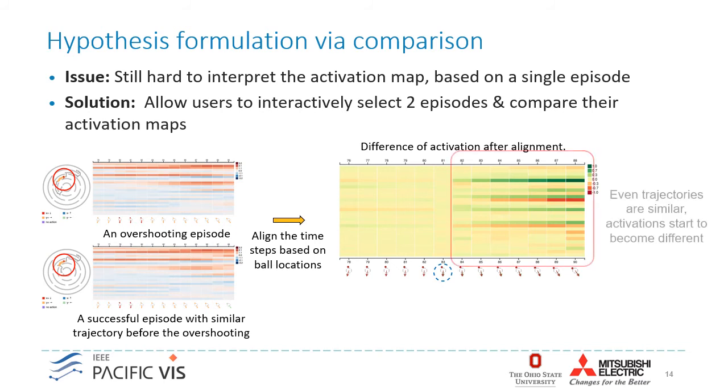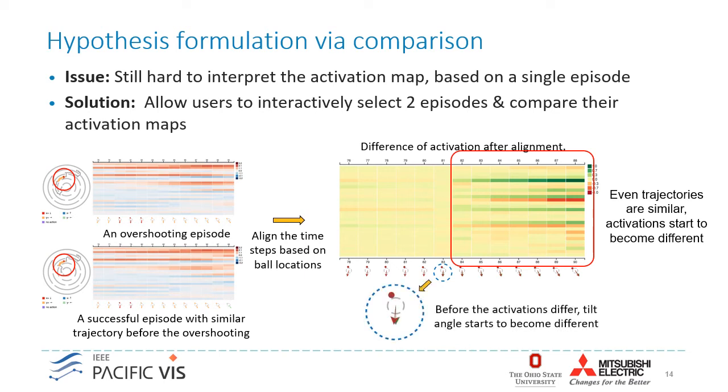In this example, we can see that although the ball trajectories are similar, inside the LSTM layer the activations were already becoming different. Below the activation map, we overlay the maze tilt of the two sub-episodes after the alignment. This shows that the maze tilt angle started to diverge just before the activation pattern started to become different.